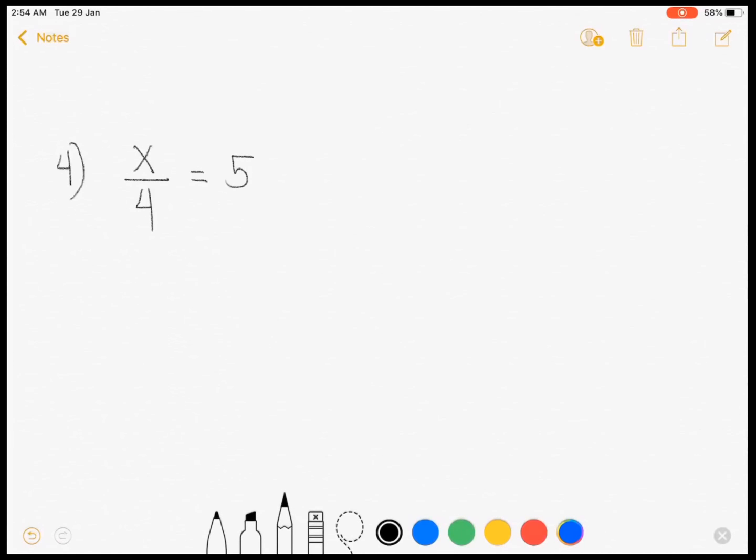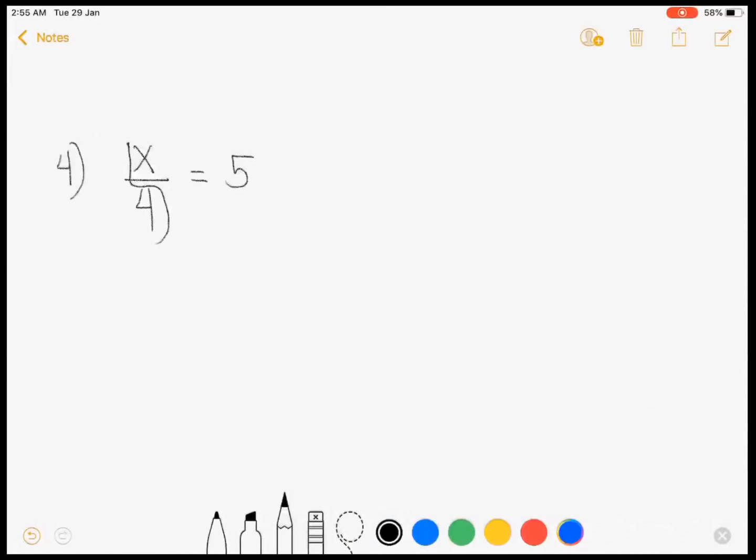So this time, same lang din nung third example. X lang yung nasa kabilang side, which is the left side, and then constant lang yung nasa right side, which is 5. Kaso, meron pang katabi or meron pang nakadikit na number sa x, itong over 4. So para mawala yan, sa tingin nyo, ano yung apply nating property?